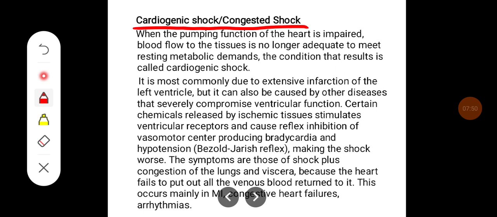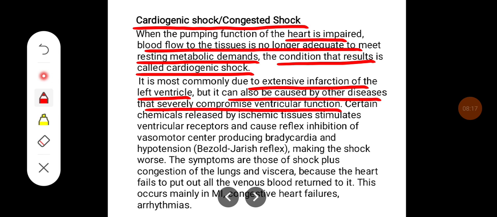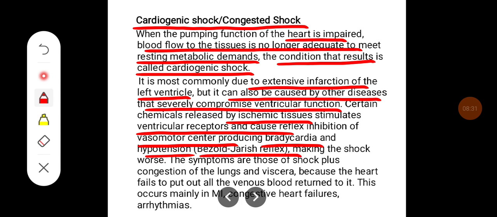Coming to cardiogenic shock or congestive shock, when the pumping function of the heart is impaired, the blood flow to the tissues is no longer adequate to meet the resting metabolic demands. The condition that results is called cardiogenic shock. It is most commonly due to extensive infarction of the left ventricle, but it can also be due to other diseases that severely compromise ventricular function. Certain chemicals released by ischemic tissues stimulate ventricular receptors and cause reflex inhibition of the vasomotor center, producing bradycardia and hypotension, which is called the Bezold-Jarisch reflex, making the shock worse.